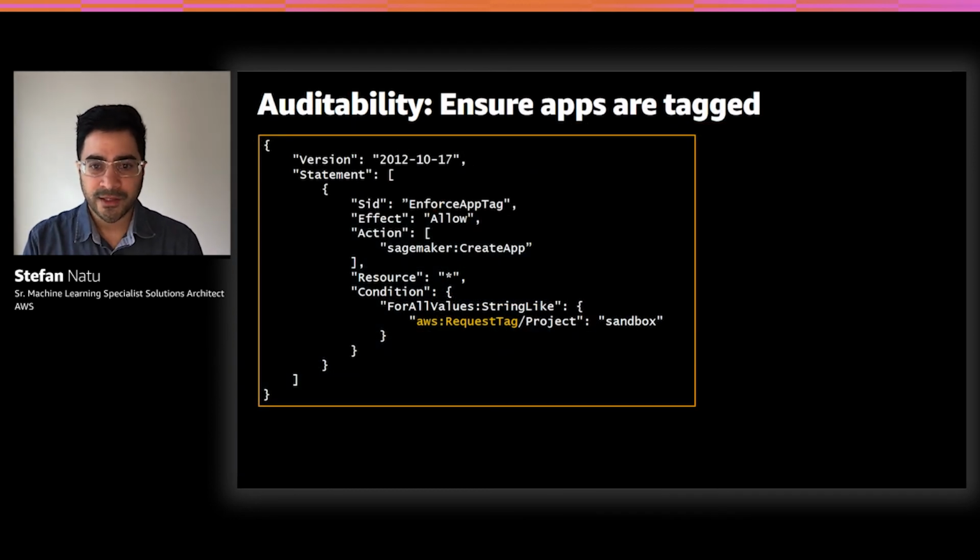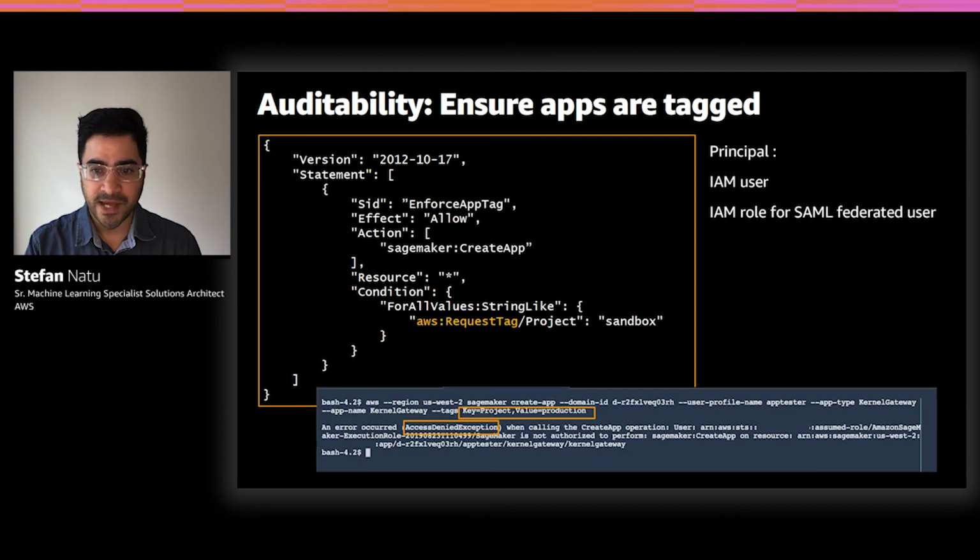Earlier, we also talked about using tagging as a fine-grained mechanism for access control, using resource tags. Now let's talk about tagging as an auditability mechanism. In this case, you want to use tagging to let you audit what resources belong to a specific team or a project. In this case, you can use the request tag condition key, which requires an app or an experiment to be tagged as a project sandbox. If I now try to create another app with a different value, for example, the value production, I will now get an access denied error.